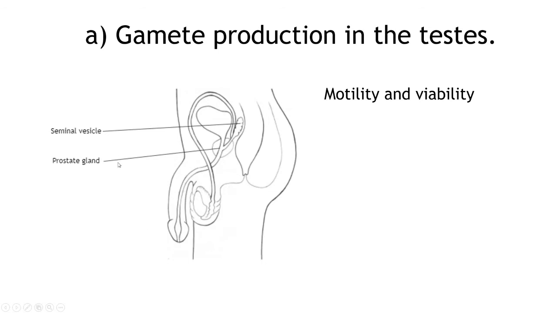The seminal vesicle and prostate glands together produce fluids that maintain the mobility and viability of sperm. So mobility being the ability to move, and viability being the ability to stay alive. So they provide the fluid and the sugars for sperm.